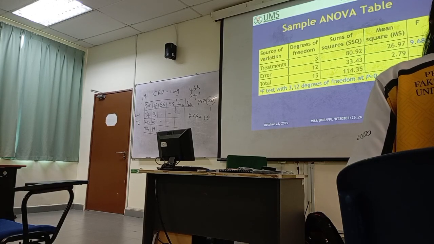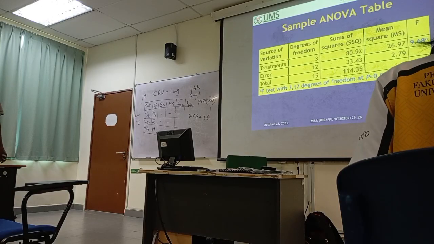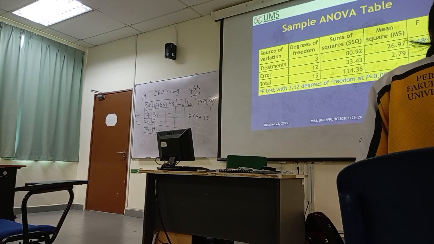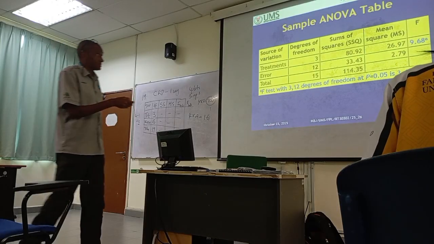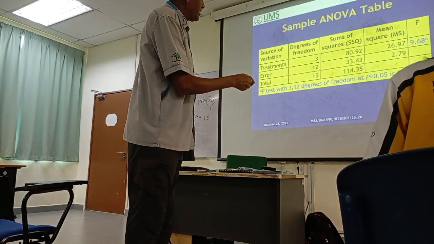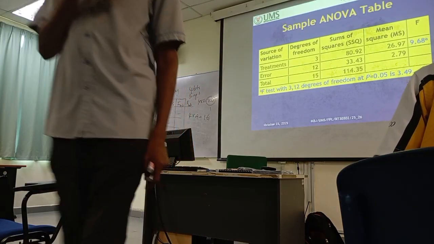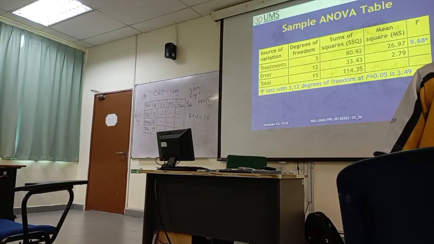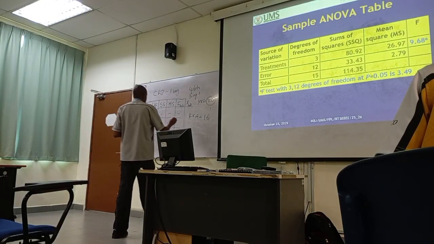This last number is this divided by this. We give you this answer. So 26.97 divided by this will give you this answer. So is the answer significant? Is this significant? How do we tell whether this F calculated, we can reject or accept our null hypothesis for the treatment? How do you tell? You have to use F table, right? Remember F table.